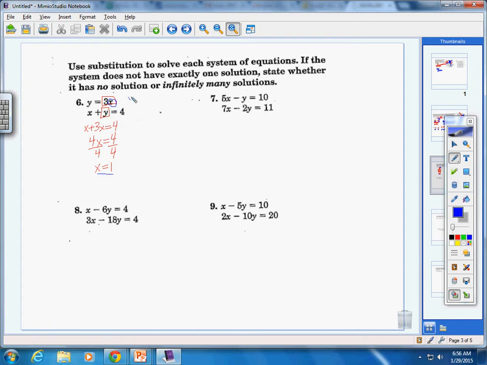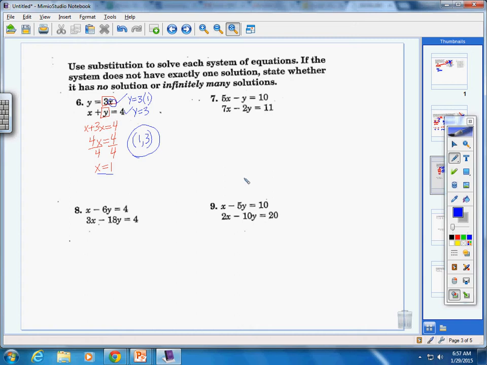So when I do that, I have y equals, instead of 3 times x, I have 3 times 1, and therefore we know y equals 3. Lastly, write your answer. x is 1, y is 3. There's your answer. Folks, if you want to check your answer, come back up and plug it into both equations. So if y is 3, that means 3 should equal 3 times 1, which it does. And x is 1, y is 3, so 1 plus 3 equals 4. Hey, it works. So our answer checks in both equations, and that's what you need.